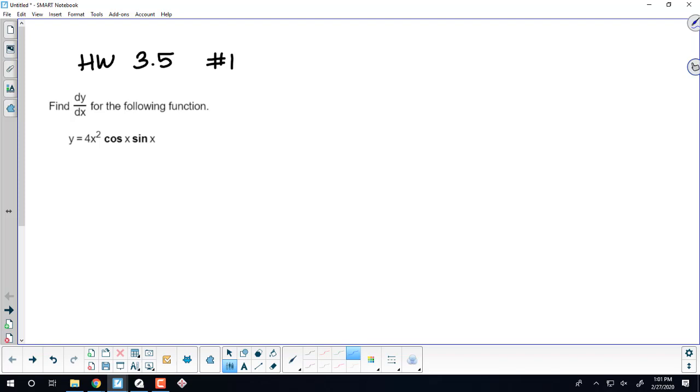I don't think it really matters. We'll call the 4x squared cosine x the first, and then sine would be the second. So essentially you're going to have 2 product rules to do this problem. When we find y prime, we have to do the first times the derivative of the second.